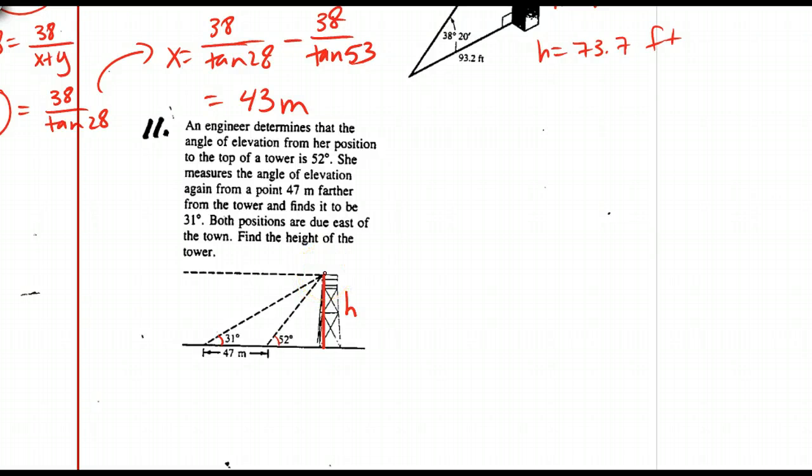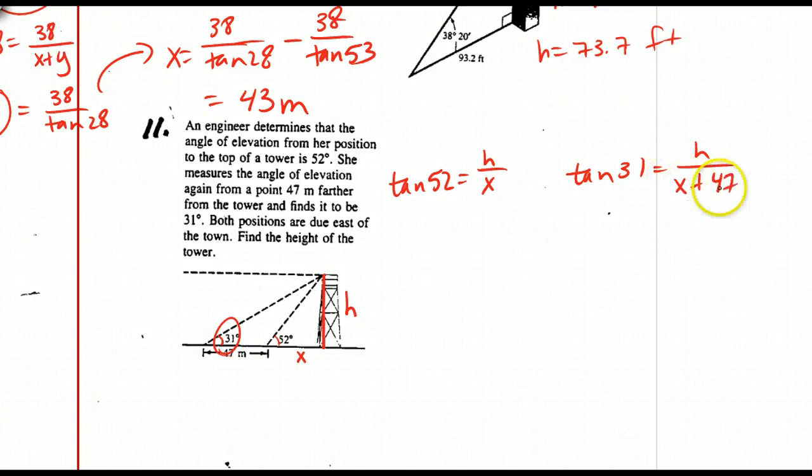And this one's going to be a little bit more complicated. I can write tangent of 52 is equal to h over, I'm going to call this little piece here x. And I also know that tangent of 31, this other angle, is equal to h over x plus 47. So this is a little bit different because I don't have any additional information. However, I can make use of the fact that both of these use an h. I'm going to solve both of these equations for h.